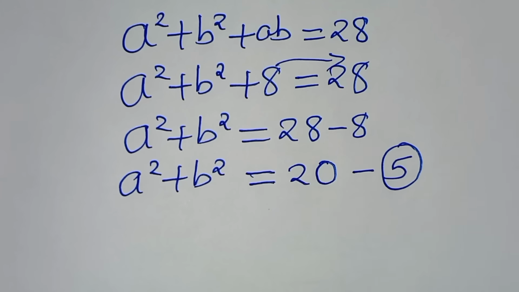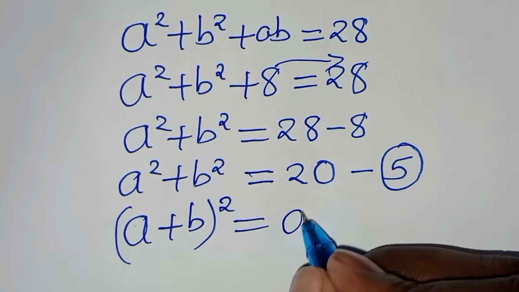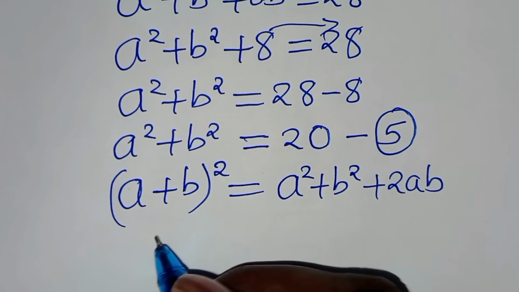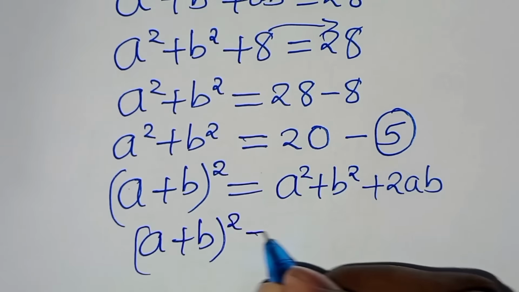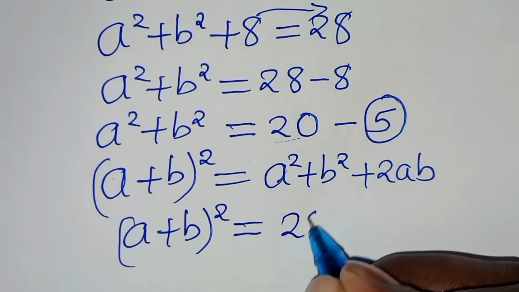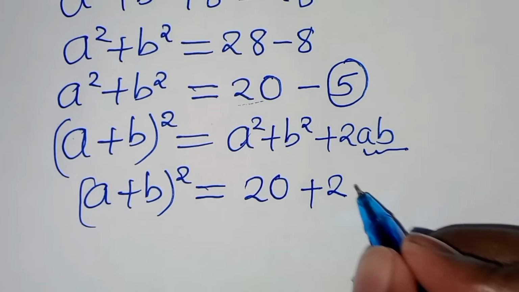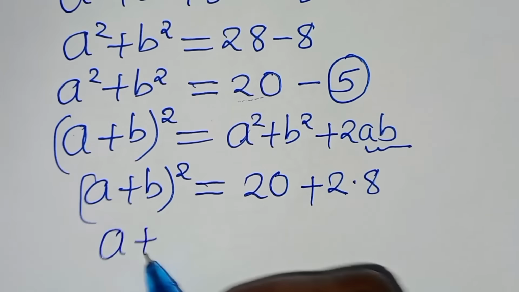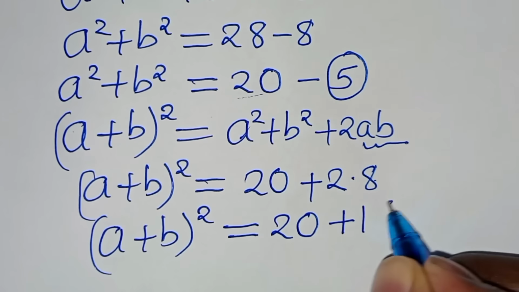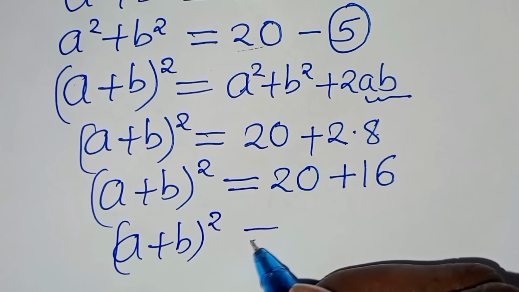Now, the next step from here, we have a plus b raised to the power of 2. If we expand this, we have a to the power of 2 plus b to the power of 2 plus 2ab. So this implies that a plus b raised to the power of 2 is equal to a squared plus b squared. This is what we have in equation 5. Let's substitute with 20 here, then plus 2 times ab. ab is what we have in equation 4, so we have 8. 2 times 8. So we have a plus b raised to the power of 2 equal to 20 plus 8 times 2, which is equal to 16. So this implies that a plus b raised to the power of 2 is equal to 36.